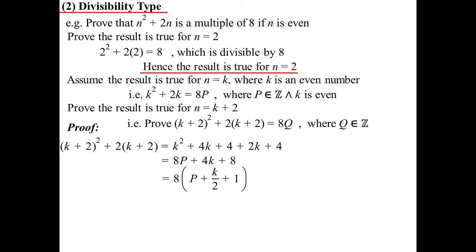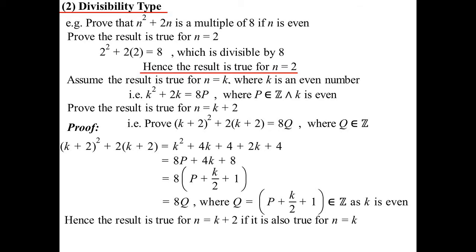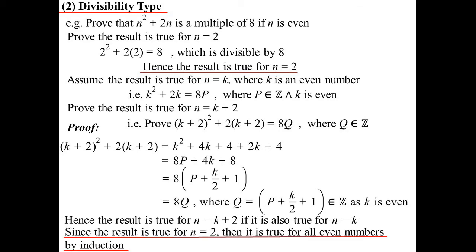And that's where, back in our assumption, it was important I added in my assumption that k was an even number. Because now I can come back to k on 2. Well, because k is even, I know it's divisible by 2. So k on 2 must be an integer. And I would explain that, as you'll notice there. So I've said, yes, q will equal p plus k on 2 plus 1, which will be an integer because we know k is an even number. Hence the result is true for n equals k plus 2, if it's also true for k, etc., etc.